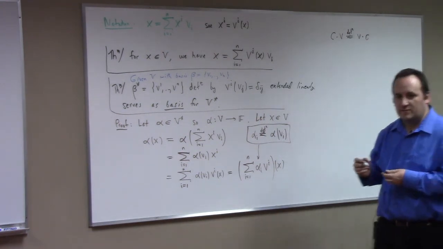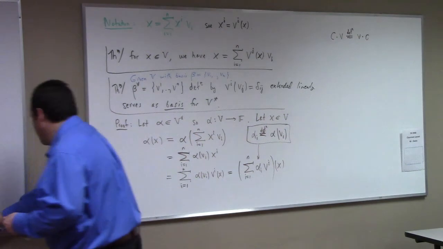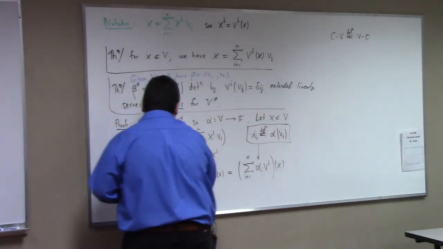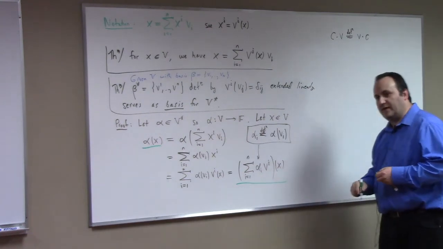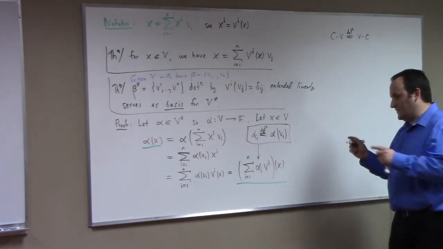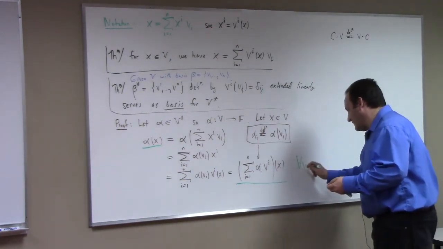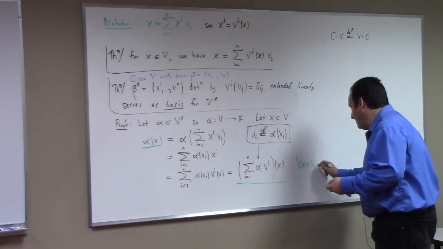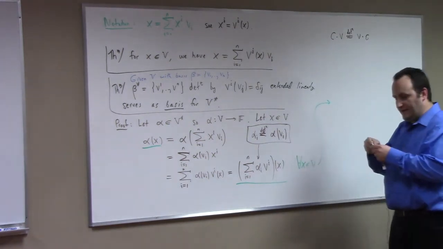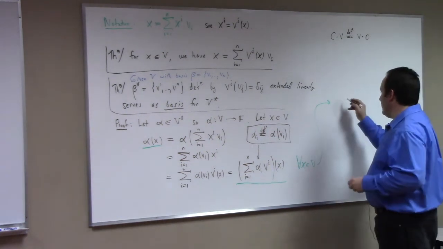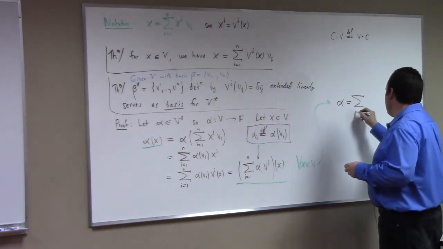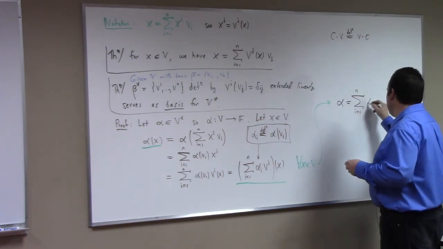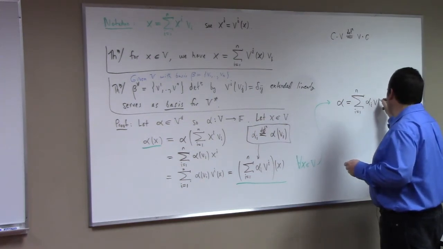But look at this equation. What does this equation say? We got alpha of x is equal to this map, sum over i from 1 to n, alpha sub i, v upper i, acting on x. This is true for all x in V, right? So what does that tell me? That tells me that alpha is equal to the sum i equals 1 to n of alpha sub i v upper i.